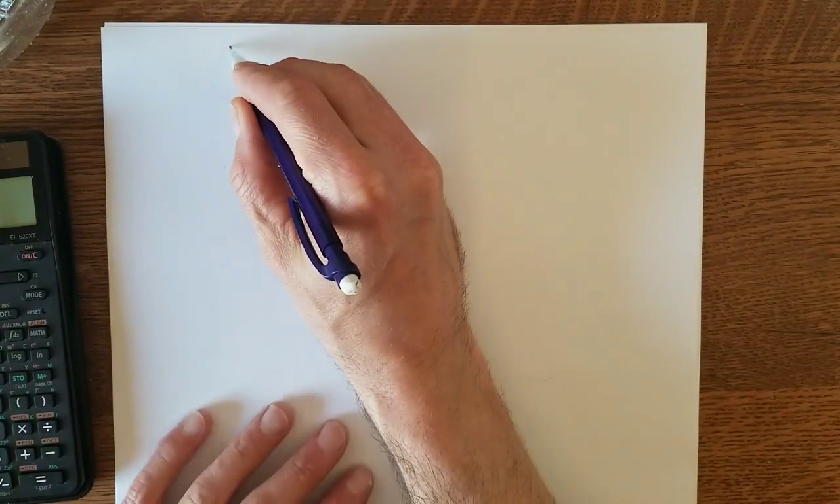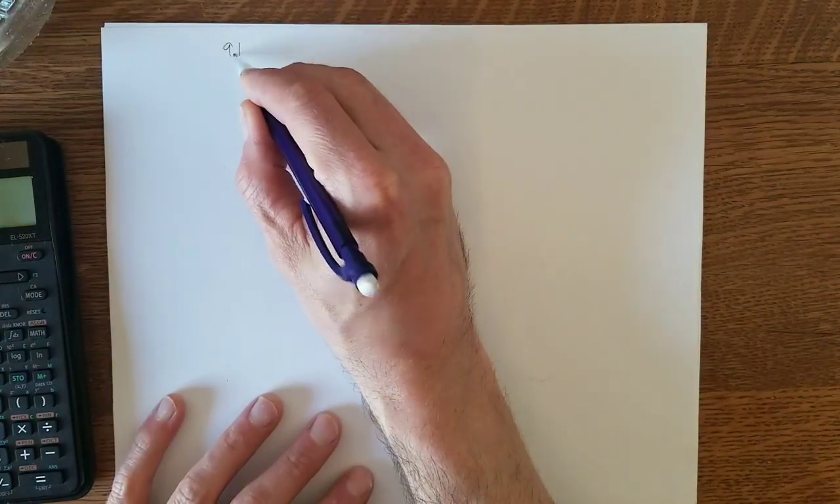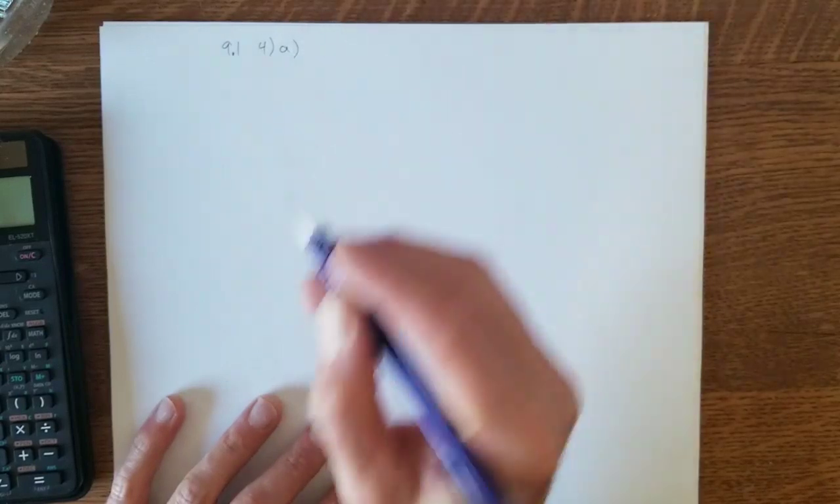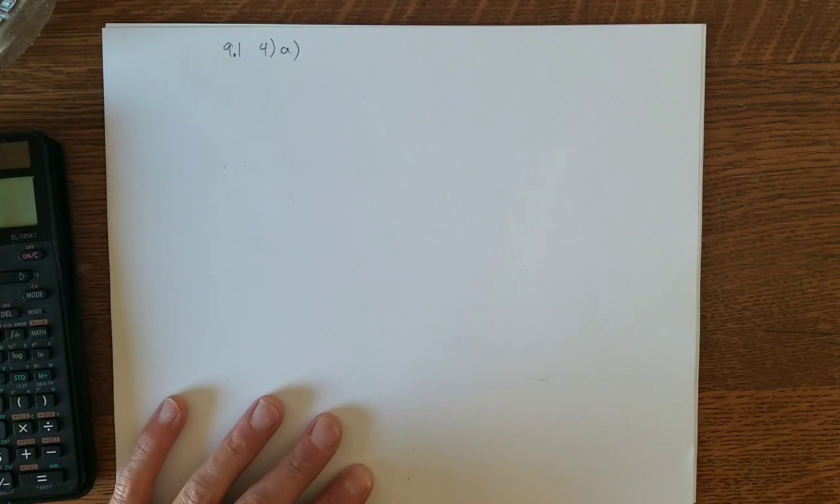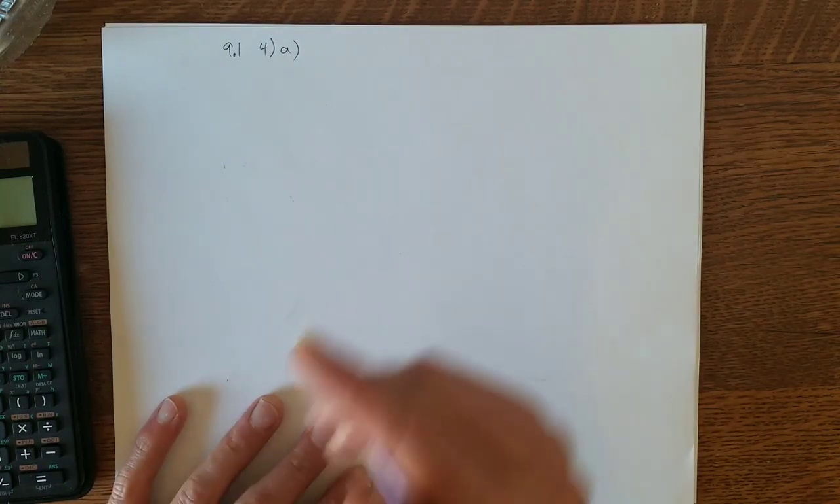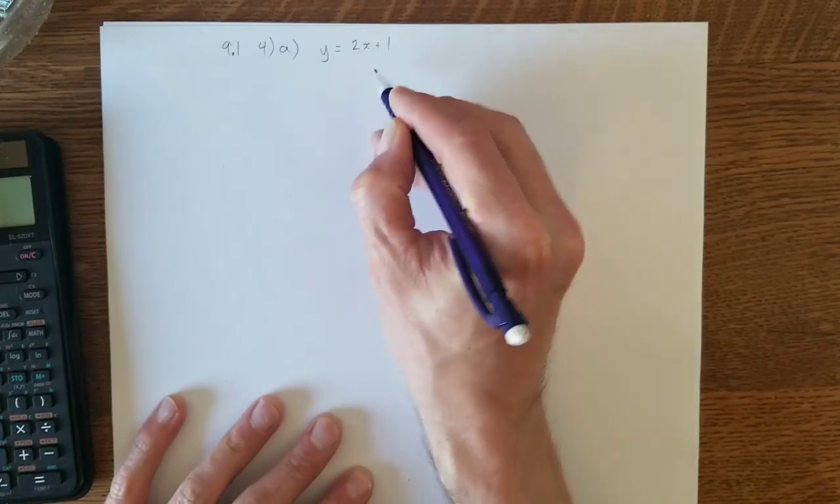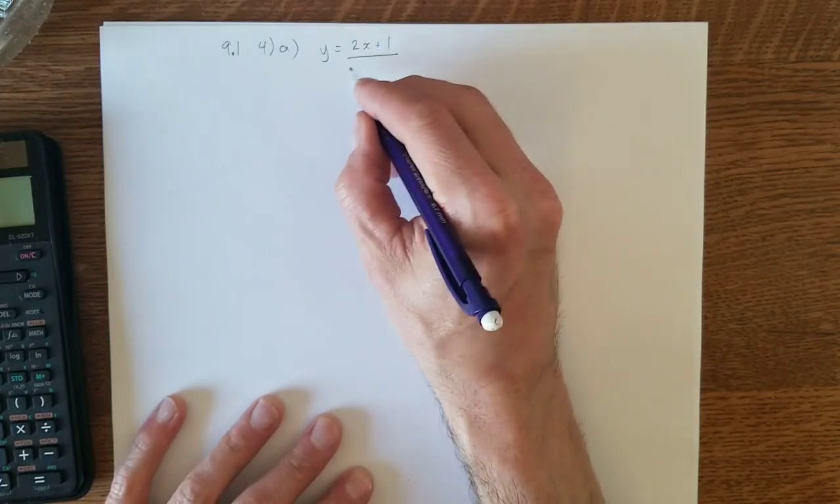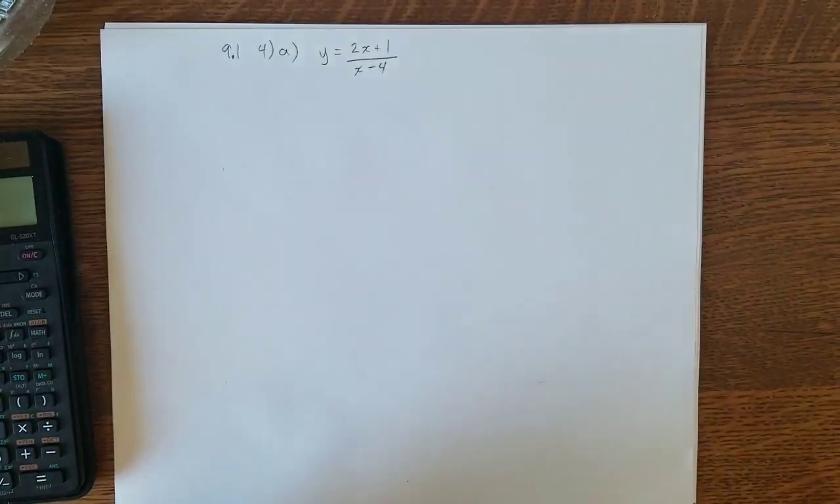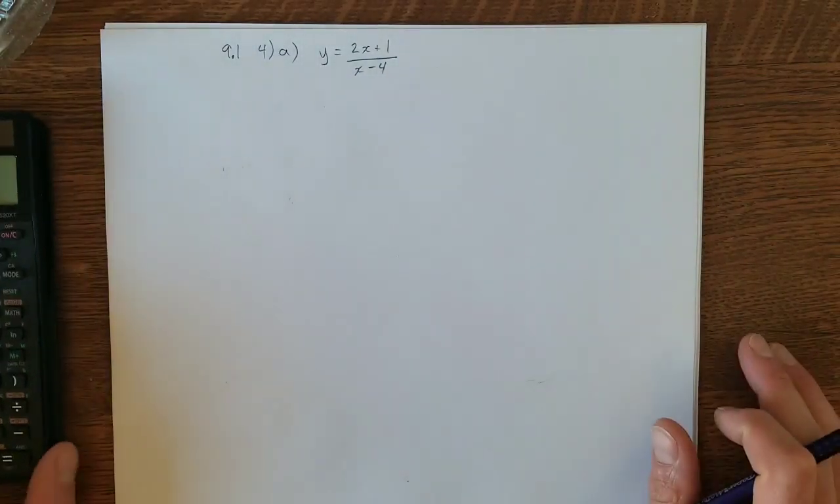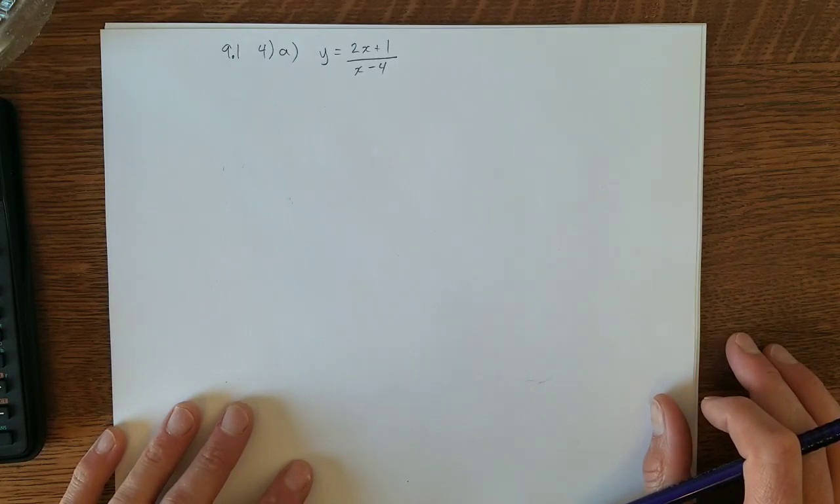Okay, I'm helping with section 9.1, question 4a. The question asks us to graph each function using technology and identify any asymptotes and intercepts. So I have y equals (2x plus 1) over (x minus 4). Now I'm actually not going to use technology to graph it. I think that's a little bit too easy. I'm going to do some manipulation just to get it to the form I want.